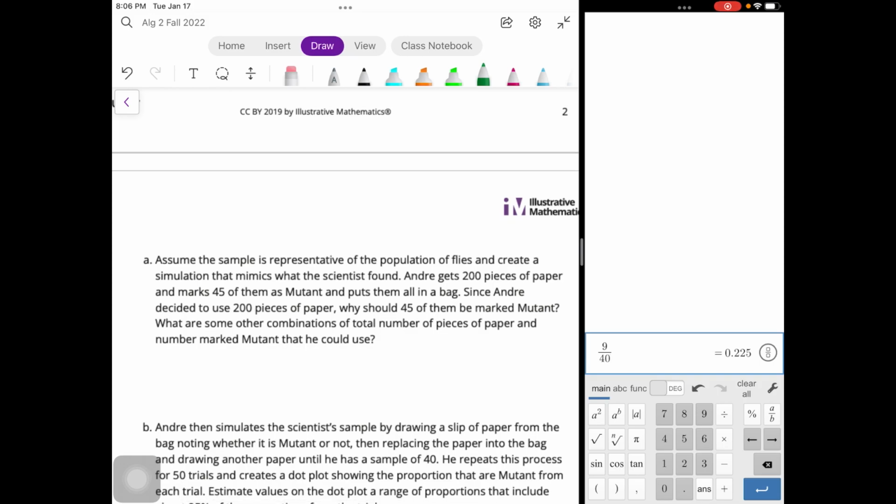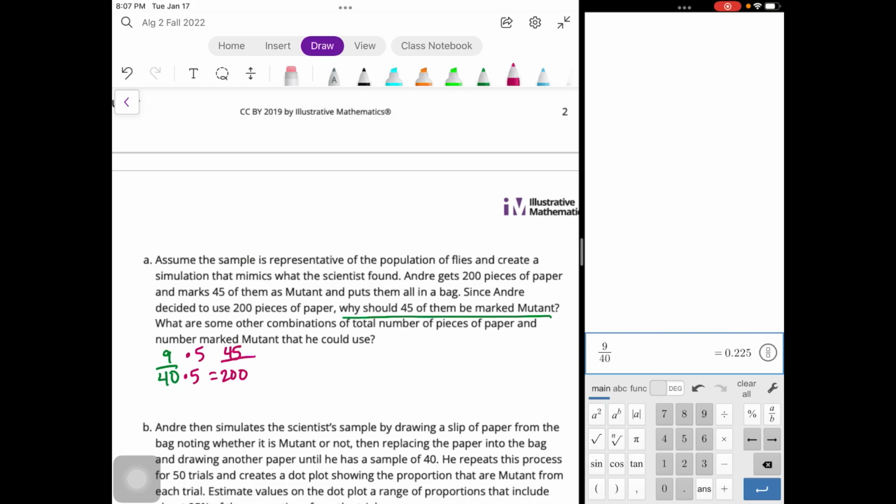So since Andre decides to use 200 pieces of paper, why should 45 of them be marked mutant? Remember, it was 9 out of the 40 that were mutant. So he wants 45 of them to be marked because if your sample is 200, well, 4 times 5 is 200. So then 9 times 5 is your 45. So the overall proportion is still the same.